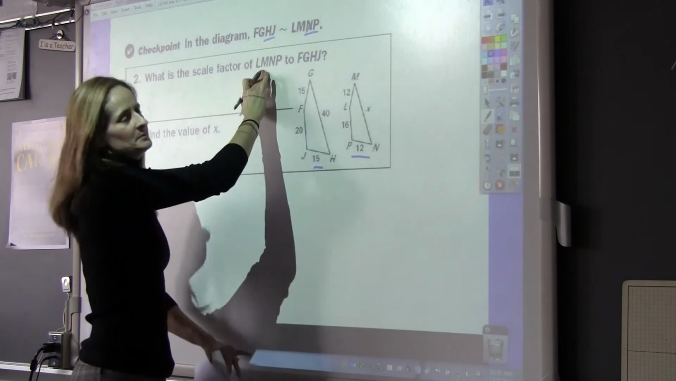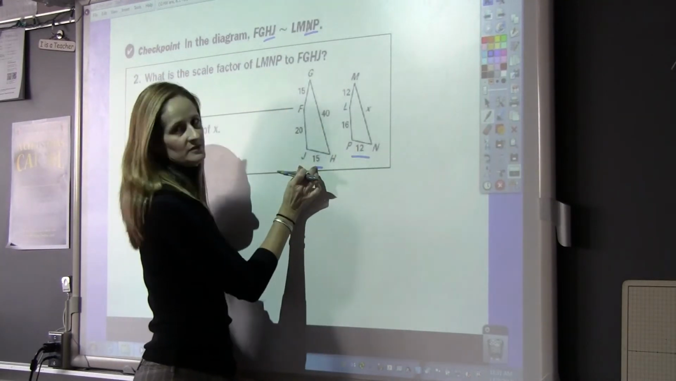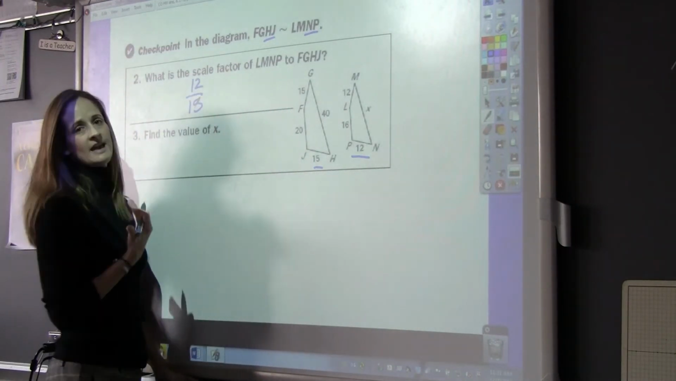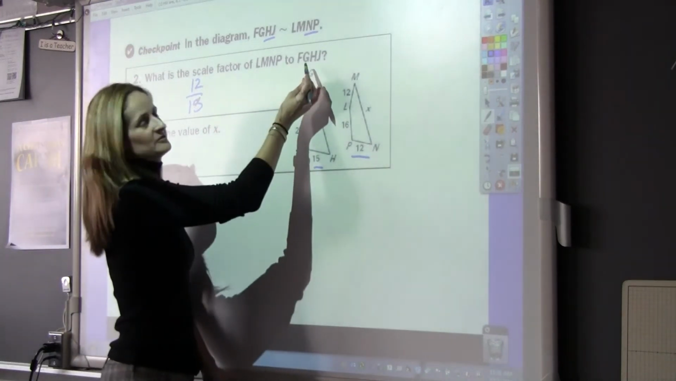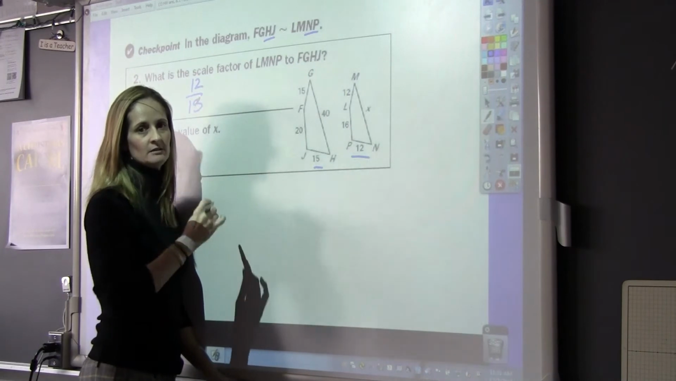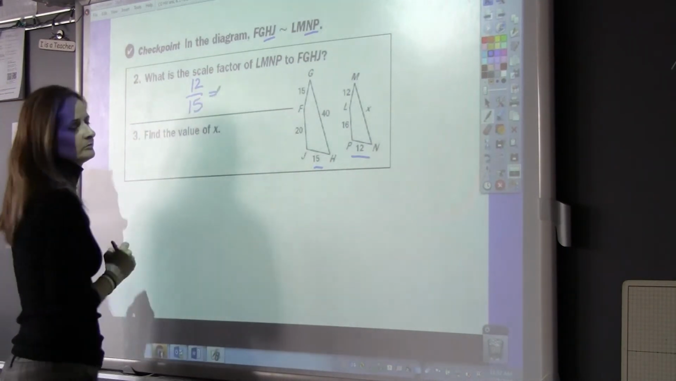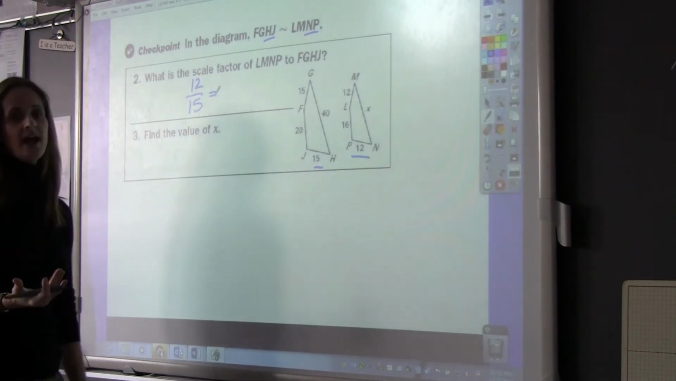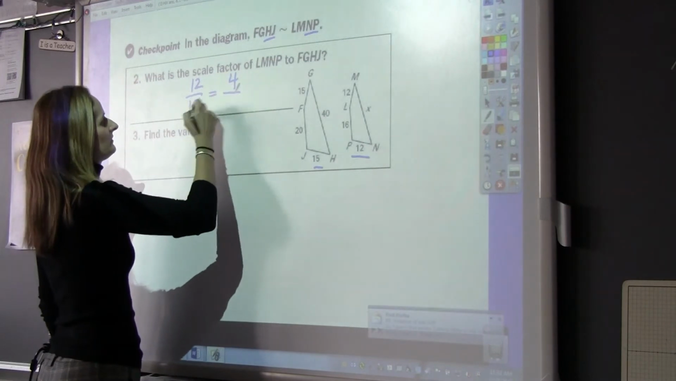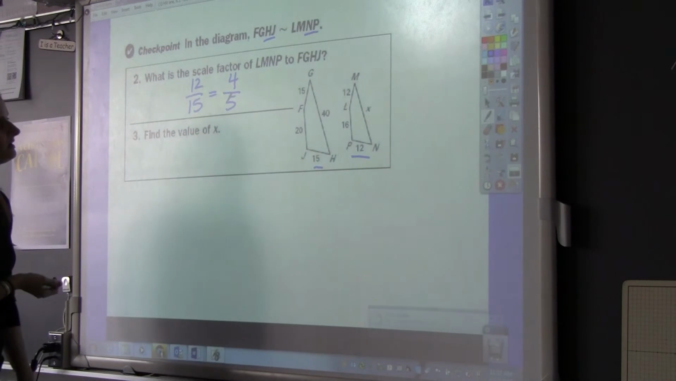Now, they said LMNP to FGHJ. So I'm going to put 12 to 15 and simplify it. If they had said, what's the scale factor of FGHJ to LMNP, then I'd be simplifying 15 over 12. All right, so take out your calculator, you do math frac, you see that 3 goes into 12, or 12 divided by 3 is 4, 15 divided by 3 is 5, so it's 4 to 5. Done.